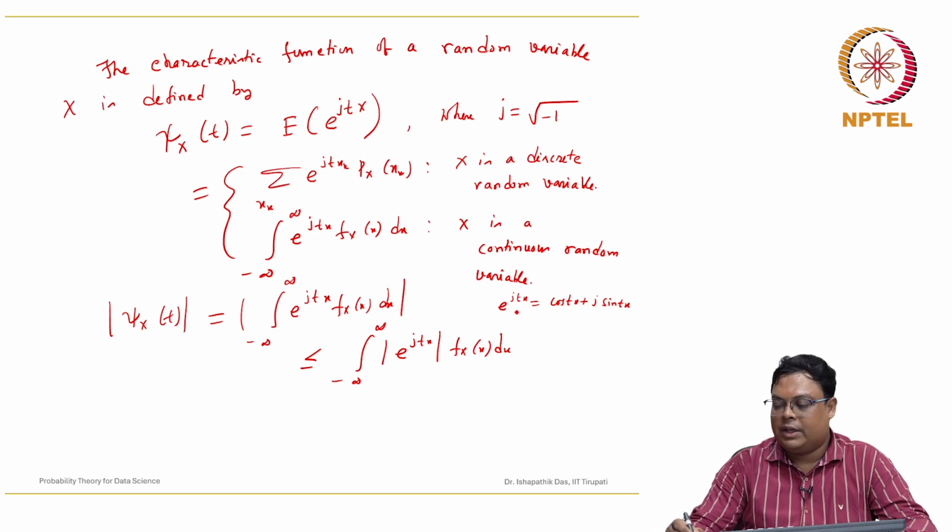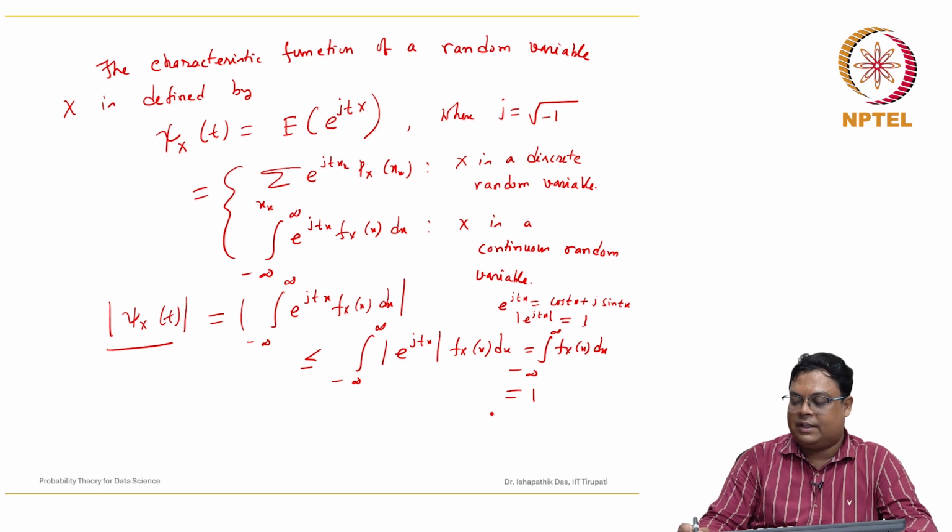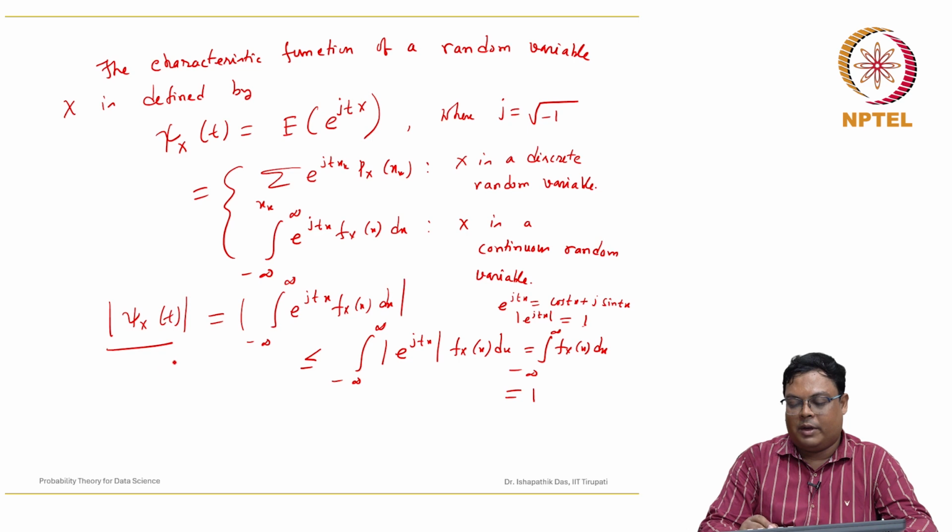Now what is the absolute value of this? It is the mod of this, so it is the square root of cos square tx plus sin square tx. Since cos square tx plus sin square tx is 1, the root of 1 is 1. So this value is nothing but the integral from minus infinity to plus infinity of f_X(x) dx. Because it is a density function, this value will be equal to 1. So the mod of psi X(t) will be less than or equal to 1. That means it will always converge, it will not be infinite or minus infinity, it will be some finite value, so it always exists.